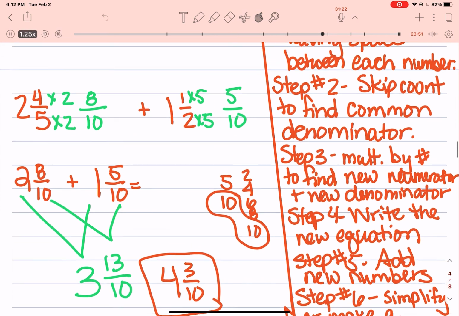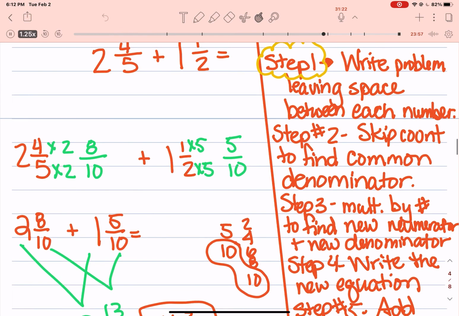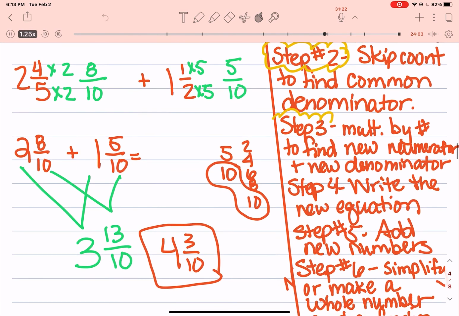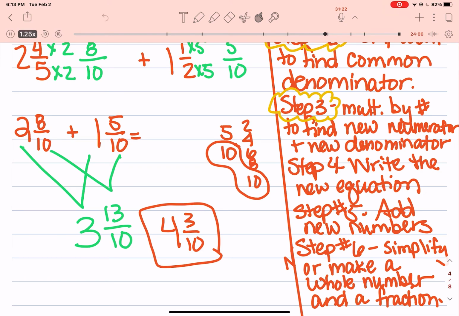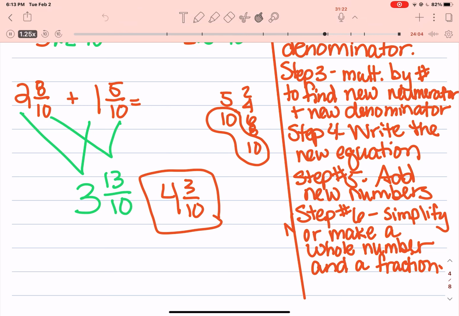So the first thing we did was we wrote down the step, leaving space between the numbers. Then we did some skip counting to find our least common denominator. Then we multiplied by the number we needed to make that least common denominator. We wrote our new equation. We added our new numbers together, and then we simplified, making our final answer 4 3/10.